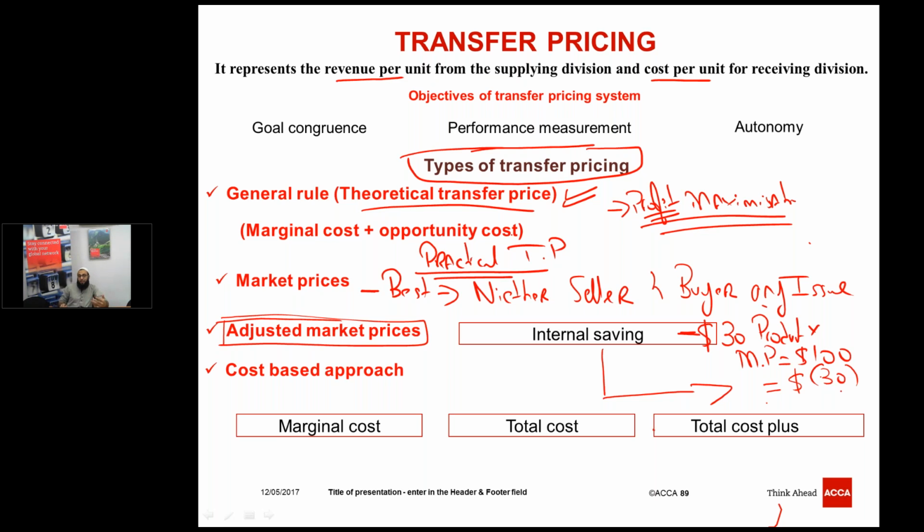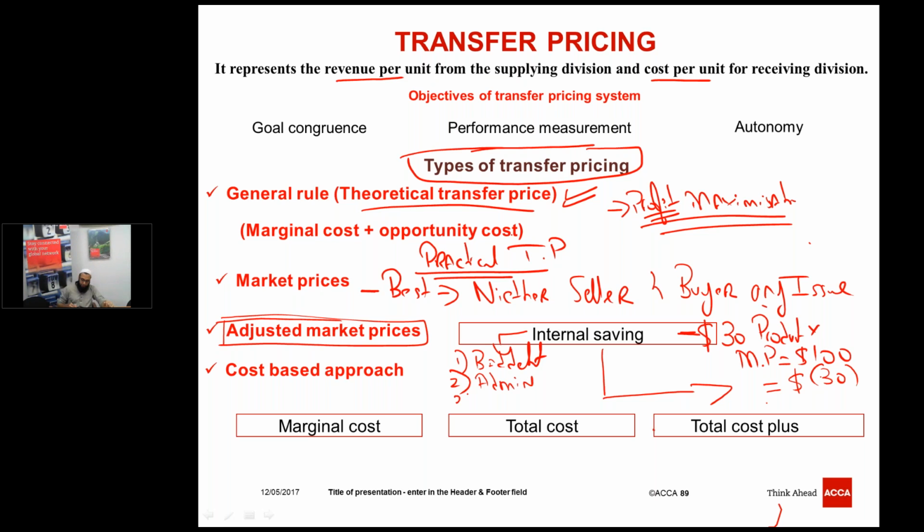And what kind of saving is this? Now, one could think that this saving will be in the form of, for example, bad debts, because there will be no bad debts when the products are transferred internally. Plus, there will be saving in administration cost.